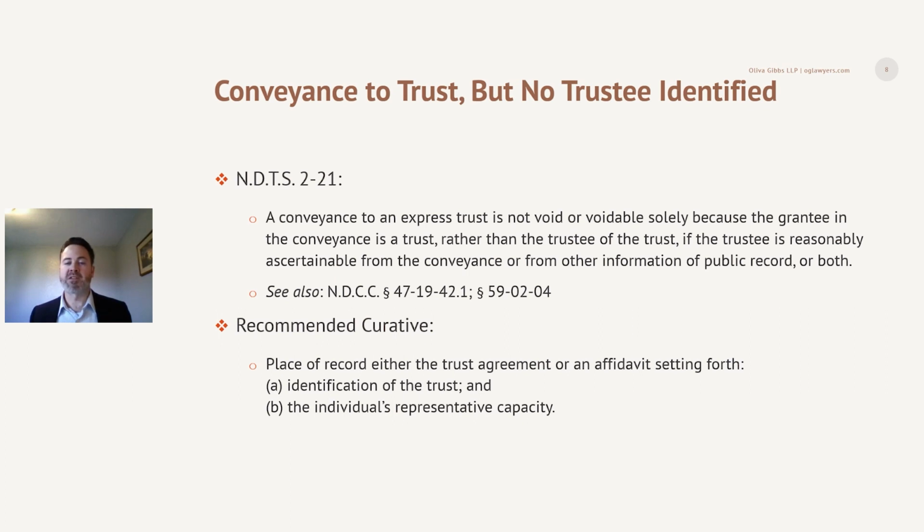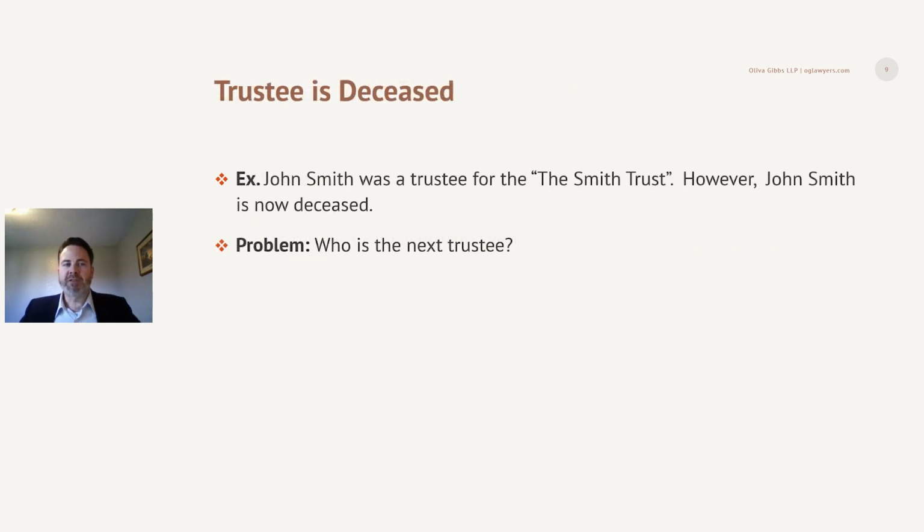Therefore, if you encounter this situation where no trustee is identified, just like the previous slide, the curative that you should seek is either recording the trust agreement or an affidavit that sets forth the identification of the trust and the individual's representative capacity. So let's shift gears to look at what happens when a trustee is deceased.